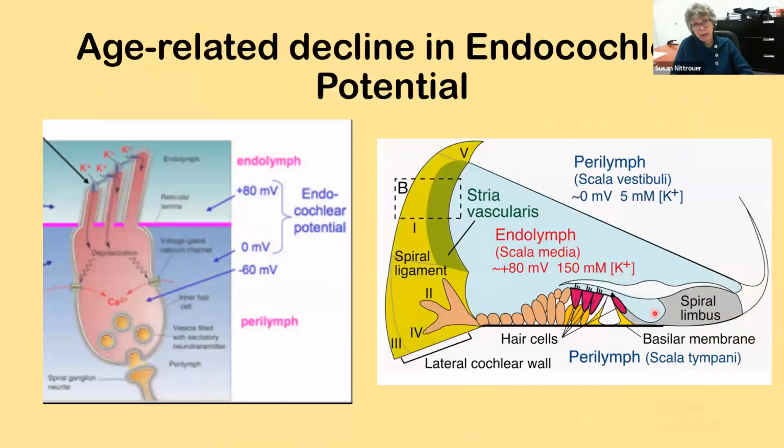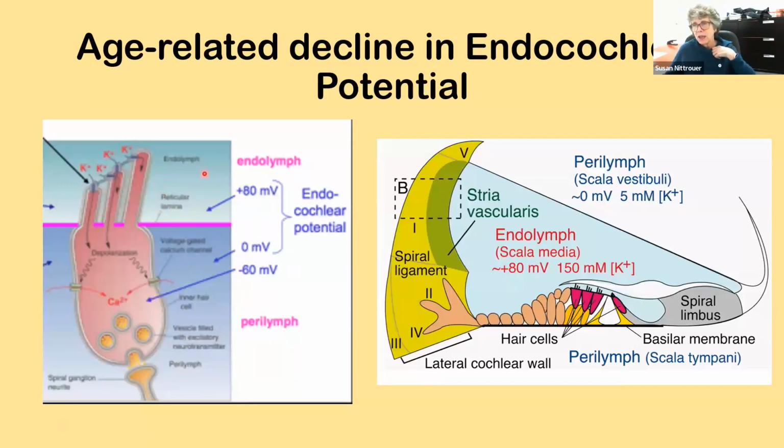The endocochlear potential also diminishes. You will recall that the endocochlear potential is the difference in polarity between the endolymph in the scala media and the perilymph in the scala tympani. Normally the endocochlear potential is about 80 millivolts. This is what is needed when potassium enters the inner hair cell. It causes depolarization of that cell, which is what sets off the firing of the auditory nerve fiber.